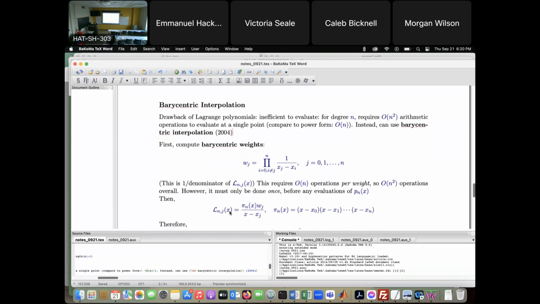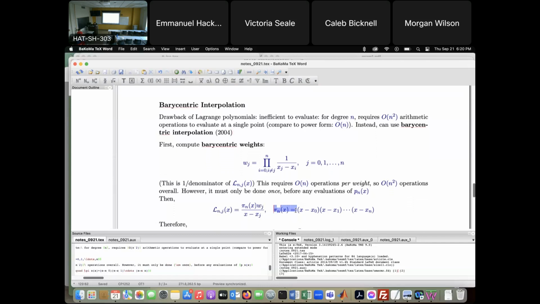This gives me another way of writing the Lagrange polynomials. I can say they are equal to the weights over x minus xj times this monstrosity. This polynomial is a product of x minus all of the interpolation points. So this is a polynomial of degree n plus 1, but then I'm dividing by x minus xj, so the whole thing is still degree n. But what's important here is every Lagrange polynomial has pi n of x as a common factor.